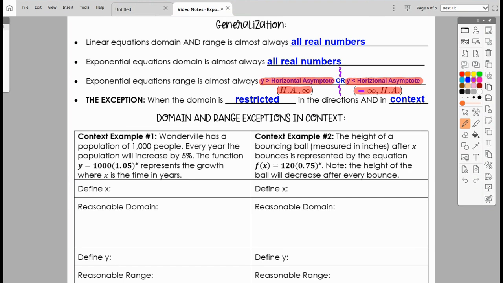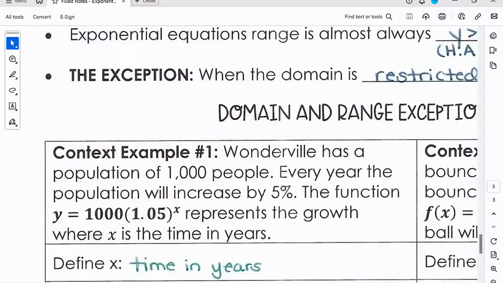We're going to have an exception though. We are going to have times where the domain is restricted in the directions given to you, as well as we're going to have to restrict the domain in certain contexts because there's some things that just don't happen in the real world. Let's go ahead and read our context example number 1.